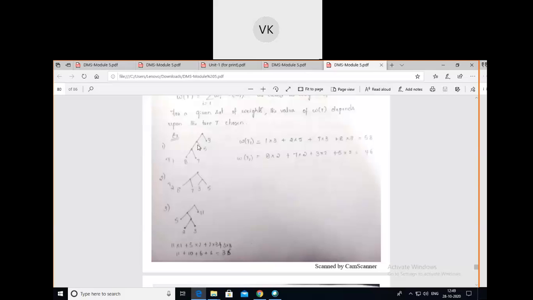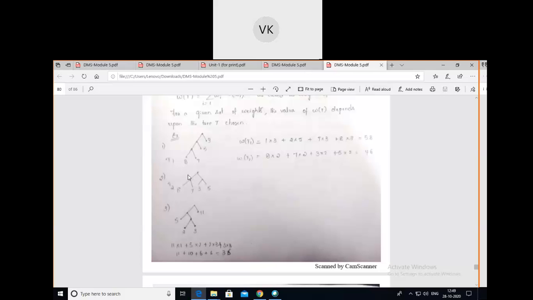Similarly, he has given some examples here. Here you see, what is the maximum level of this one? 0, 1, 2. The maximum height of this tree is 2. Find the total weight of this tree. In this tree, 8, 7, 3, 5 are the weights, and all these weights are at level 2.